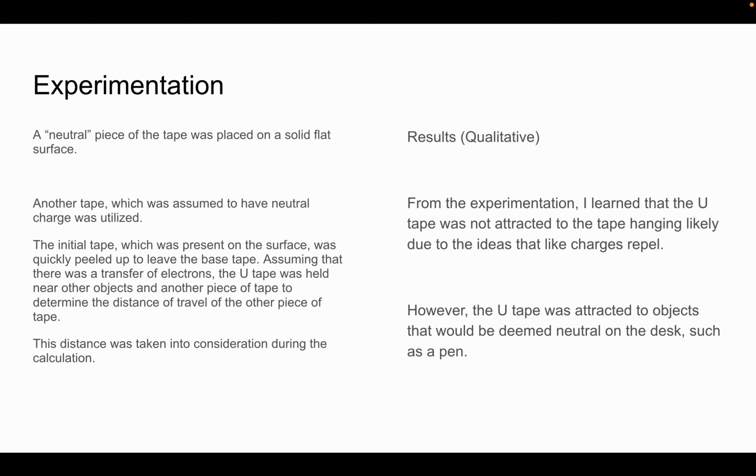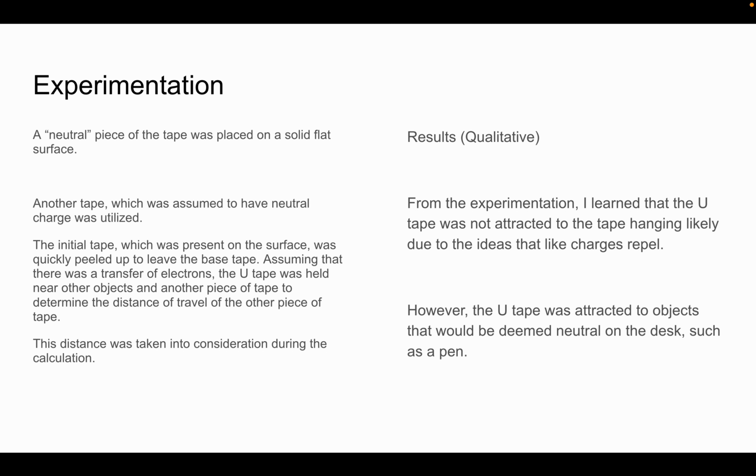So getting into the experiment here, a neutral piece of tape was placed on a solid flat surface, and then another tape, which was assumed to have neutral charge, was also utilized. The initial tape, which was present on the surface, was quickly peeled up to leave the base tape. Assuming there was a transfer of electrons, the U-tape was held near other objects and the piece of tape to determine the distance of travel on the other piece of tape, which we take into the calculation. The distance, as it says at the bottom here, was taken into consideration during the calculation.